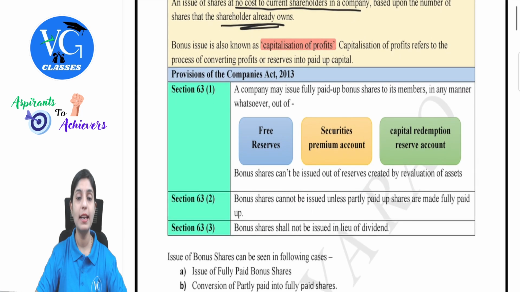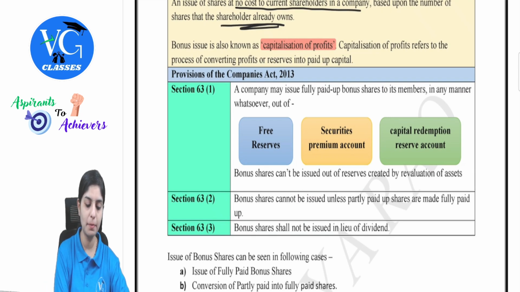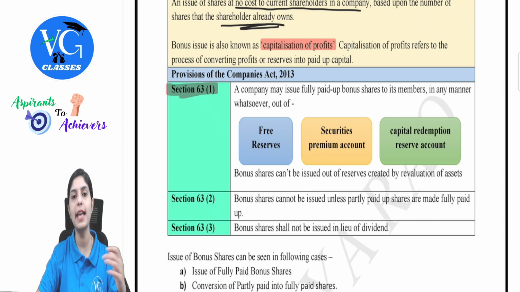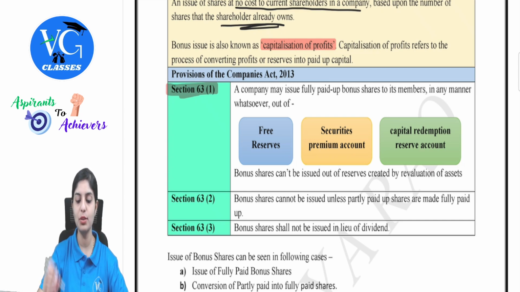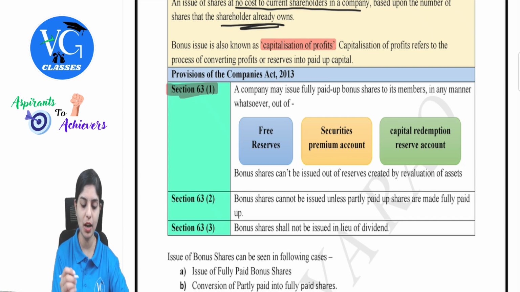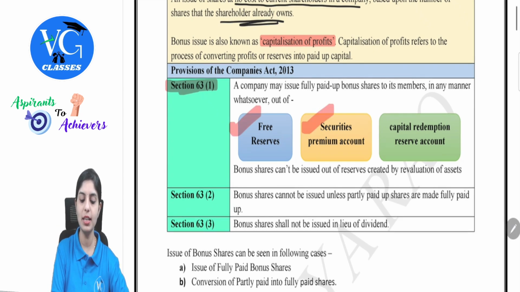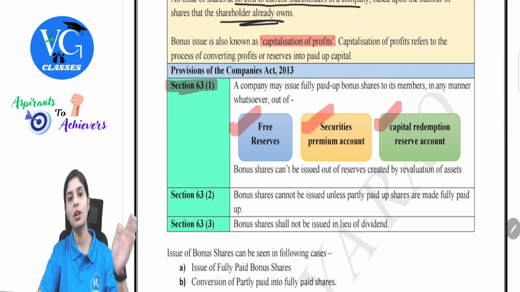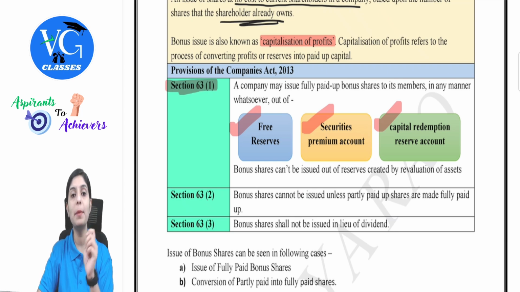Further, what is the relevance as per Companies Act 2013? The issue of bonus shares is regulated by Section 63 of the Companies Act. As per sub-section 1, a company may issue. There is a provision which states which companies are eligible to issue bonus shares. A company may issue, that means it is an option to the company, fully paid up bonus shares to its members in any manner whatsoever out of free reserves, securities premium account, and a separate account called capital redemption reserve account.